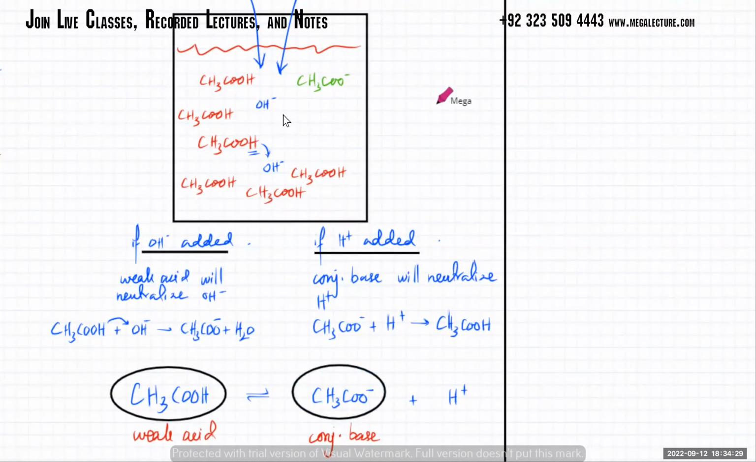Because it won't ionize, okay? So we need both, right? We need ethanoate ions, okay? We need ethanoate ions, right? And at the same time, we need both things, right? We need the ethanoic acid.